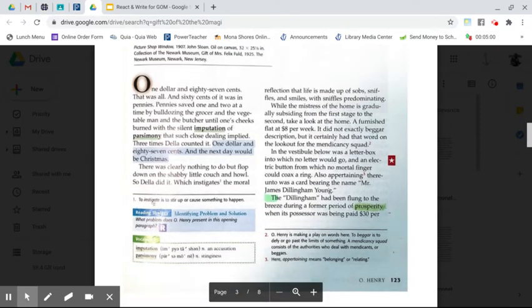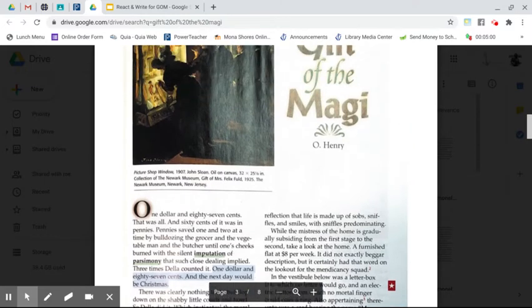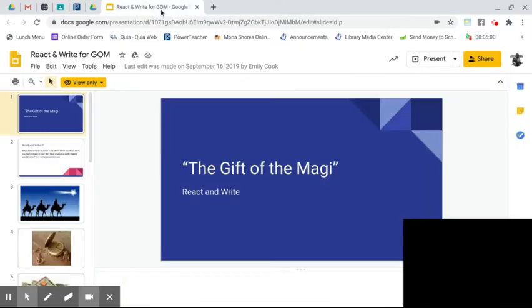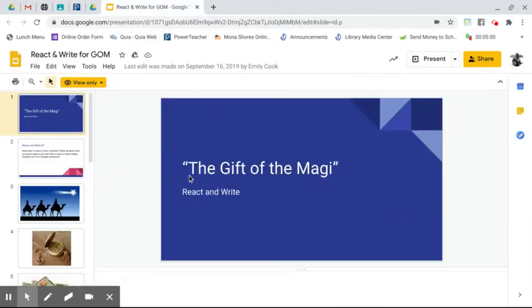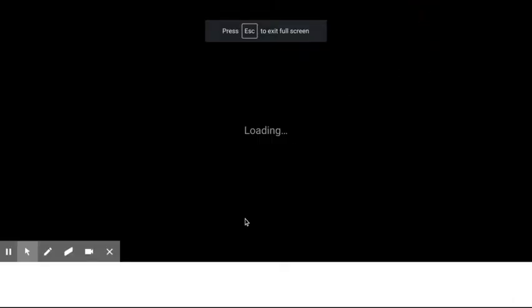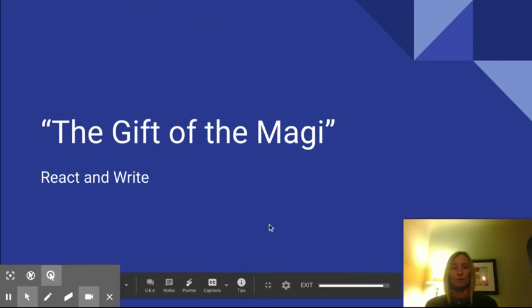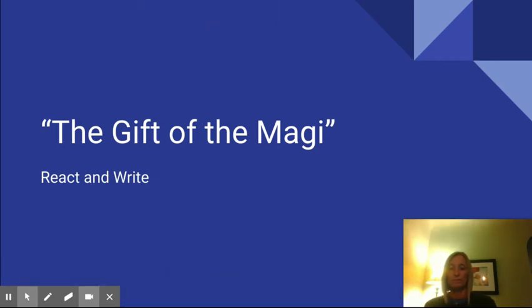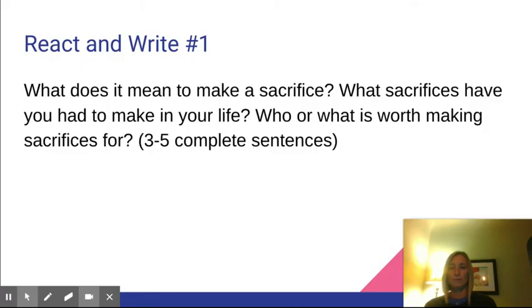So I am going to just start, and like I said, I'm going to stop every once in a while and ask questions. But actually, before I do that, I have 2 questions beforehand. So the first one is, let's see. Okay, right here. What does it mean to make a sacrifice? What sacrifices have you had to make in your life, and who or what is worth making sacrifices for?